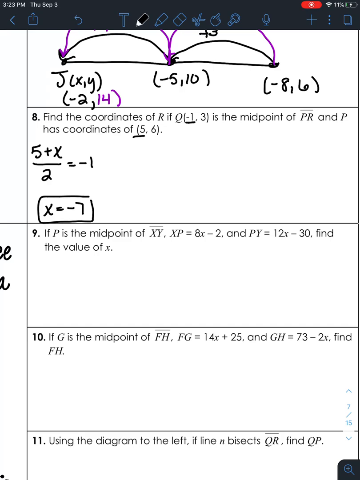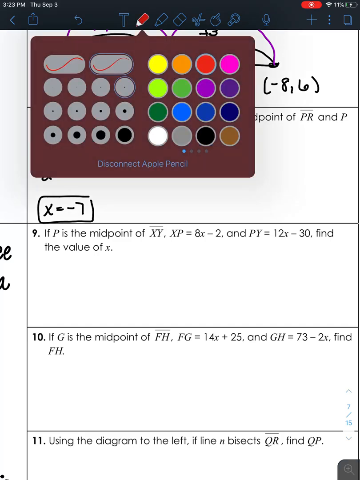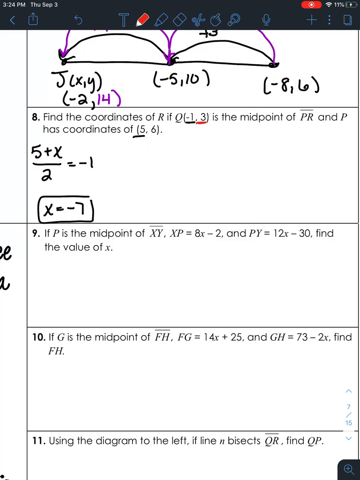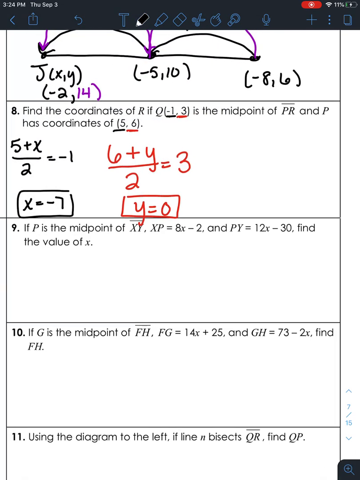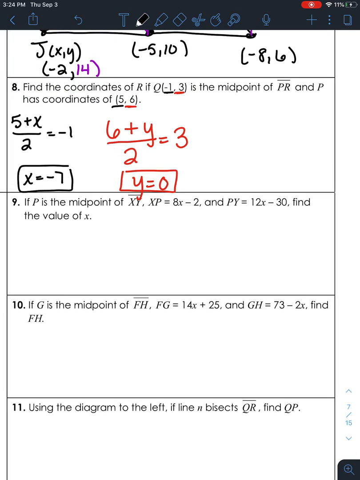Okay, now we're going to do the same thing for y. Let's do y in red. So I'm going to use my 3 and my 6. So my endpoint plus, I don't know my other endpoint, divided by 2 equals my midpoint. Multiply by 2. Subtract 6, that will give me y equals 0. Okay, let's look at this visually and see if we get the same answer.